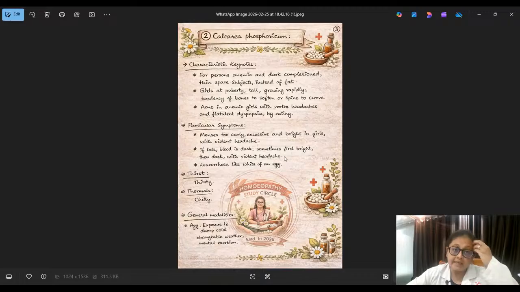Then leukorrhea like white of an egg. There it was watery. Here it is like white of an egg. It is mucoid. In Antimonium crudum, it was watery. Here it is like white of an egg.